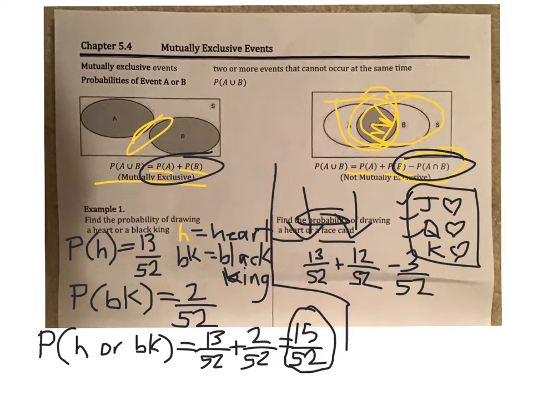So what makes this a probability question and not a set theory question is the fact that we've got denominators, right? It's out of a total number. So 13 plus 12 is 25. 25 minus 3 is 22. And with fractions, the denominator stays the same. So the probability of getting a heart or a face card would be 22 out of 52, right?